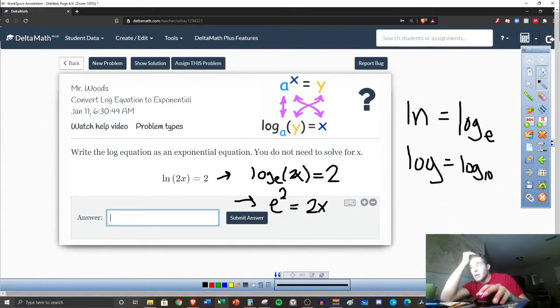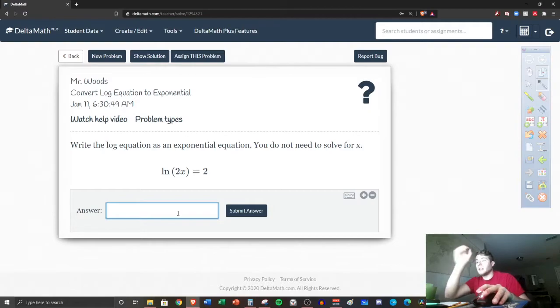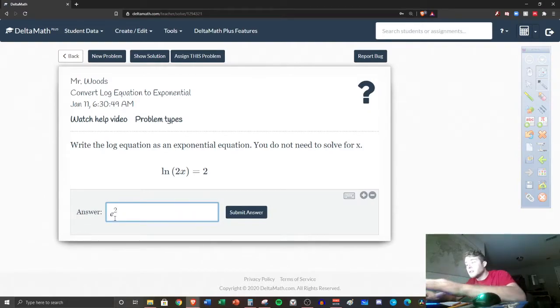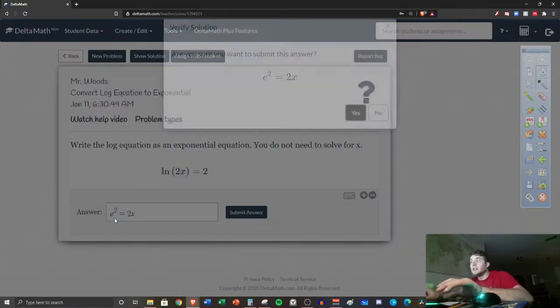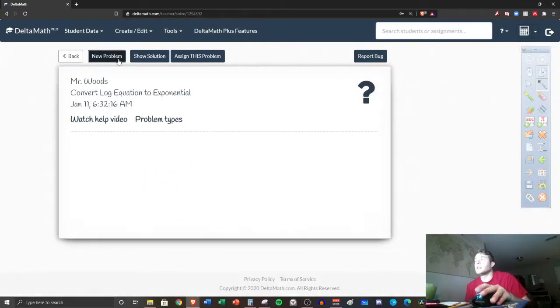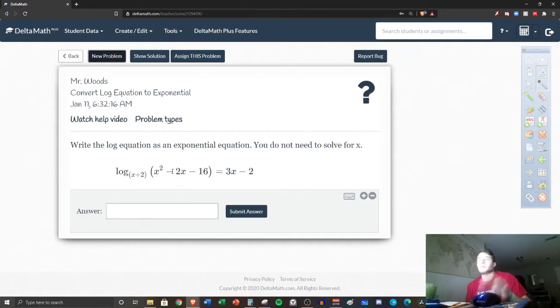Let's go to Delta Math and type that in. You can just use e, it'll know. E to the 2 equals 2x. Hit enter, and we got it. Okay. Lots of problems here. You're just converting. No solving happening. Nothing like that.